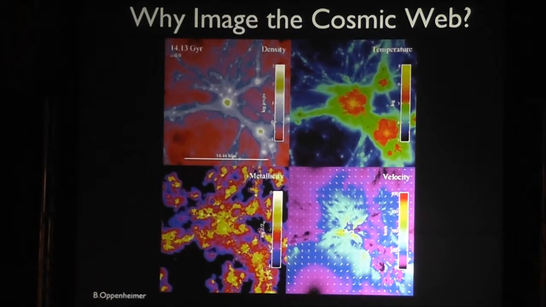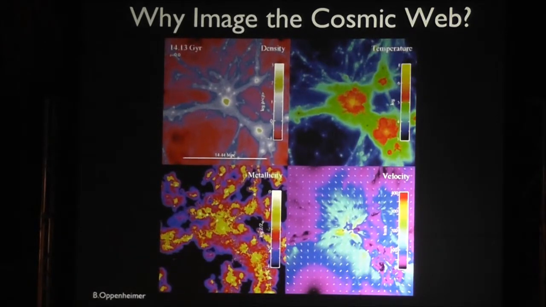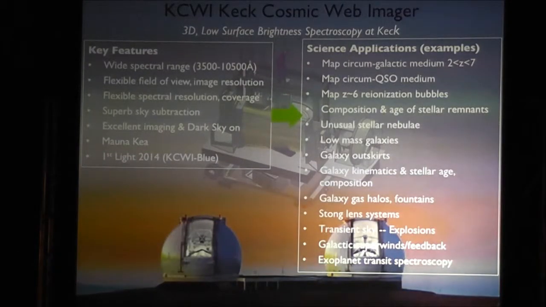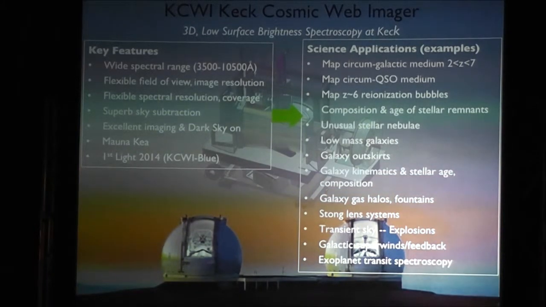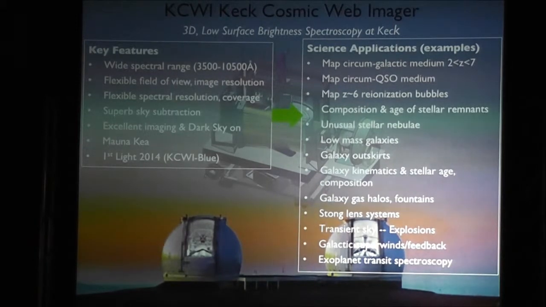And this is the kind of picture we can potentially get by mapping emission from the cosmic web. So we're building KCWI to do that. It's based on a prototype called the Cosmic Web Imager at Palomar. And that CWI is getting excellent data and proving to us that we really can do this experiment. And KCWI will be a beautiful new addition to the Keck suite of instruments.